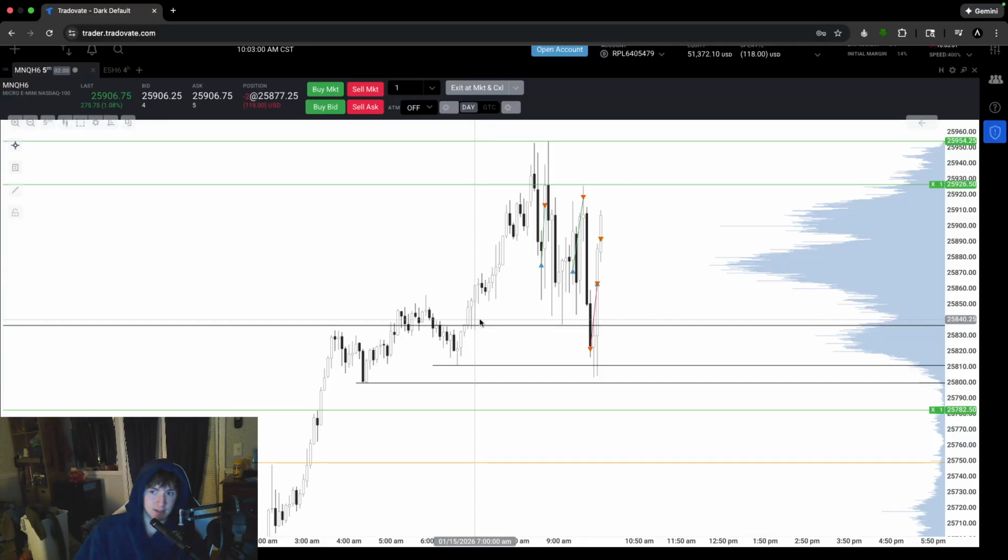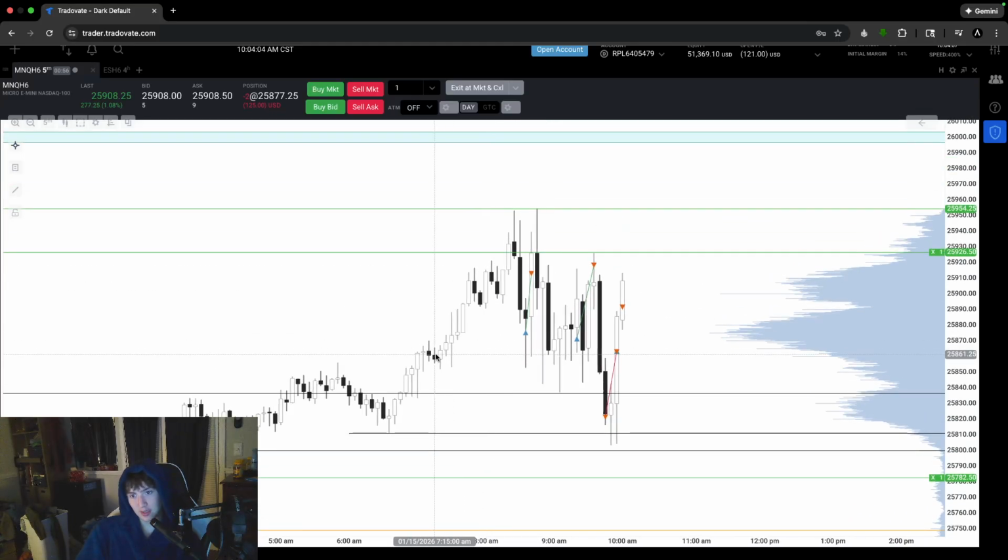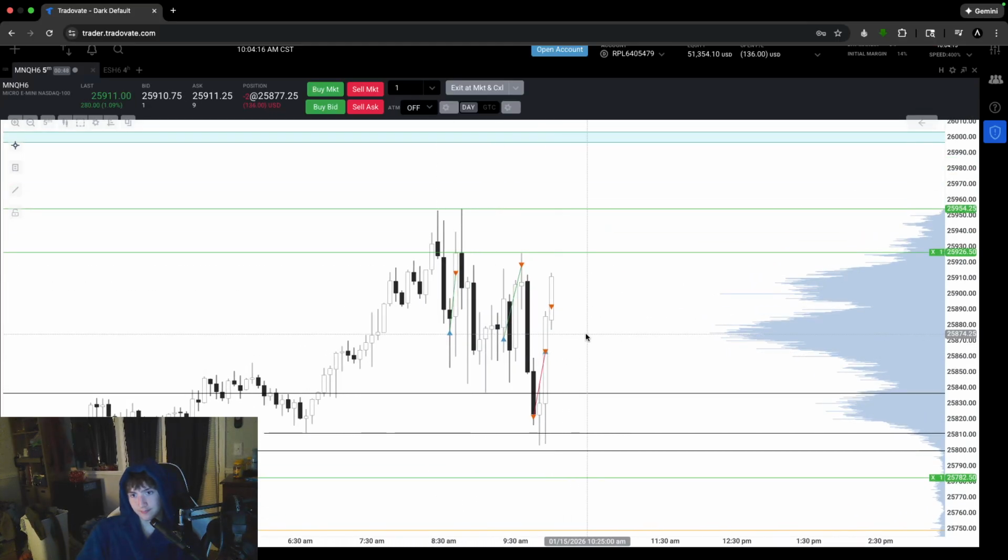Guys, I want to clarify, I would never short after we took out liquidity. The only valid trade that I would have taken on this whole entire session is this one right here, this first one. That was the only valid one. The other ones are not valid at all.